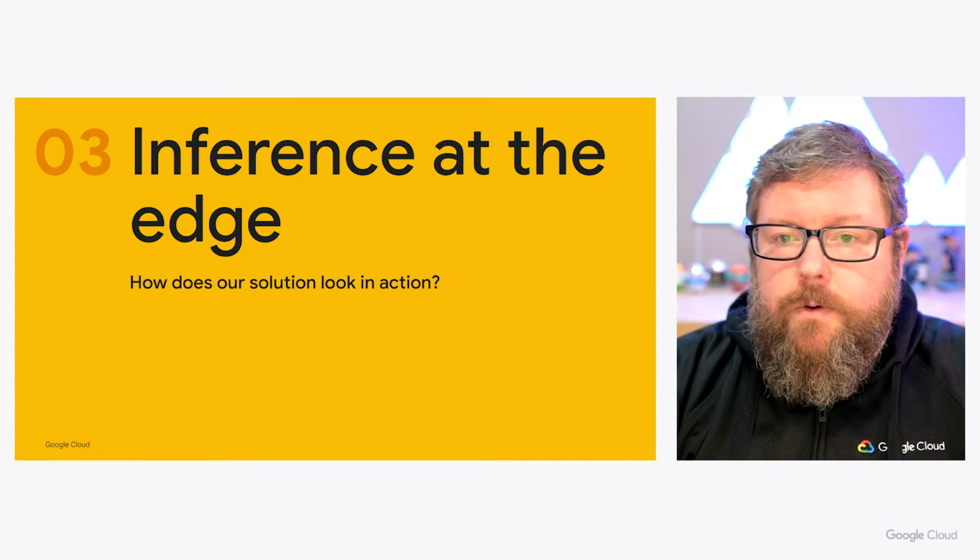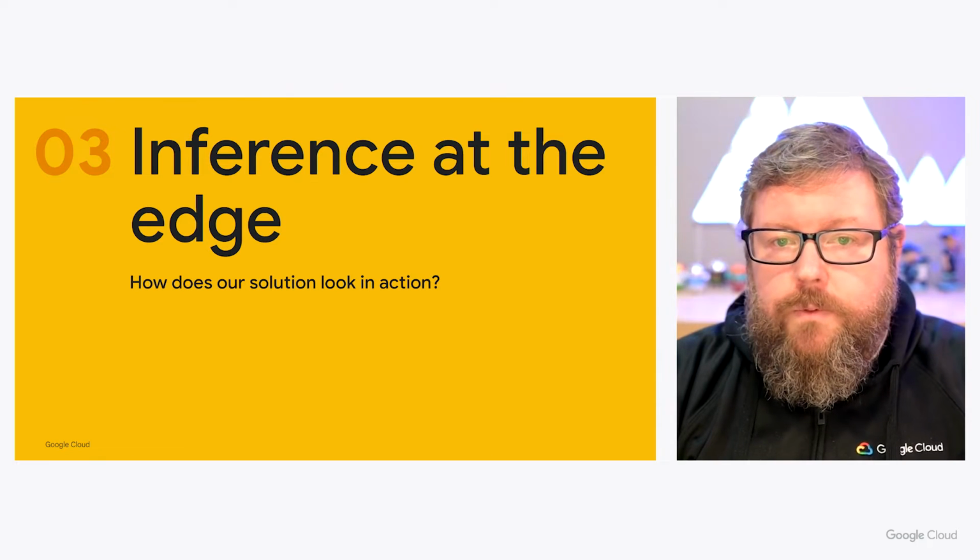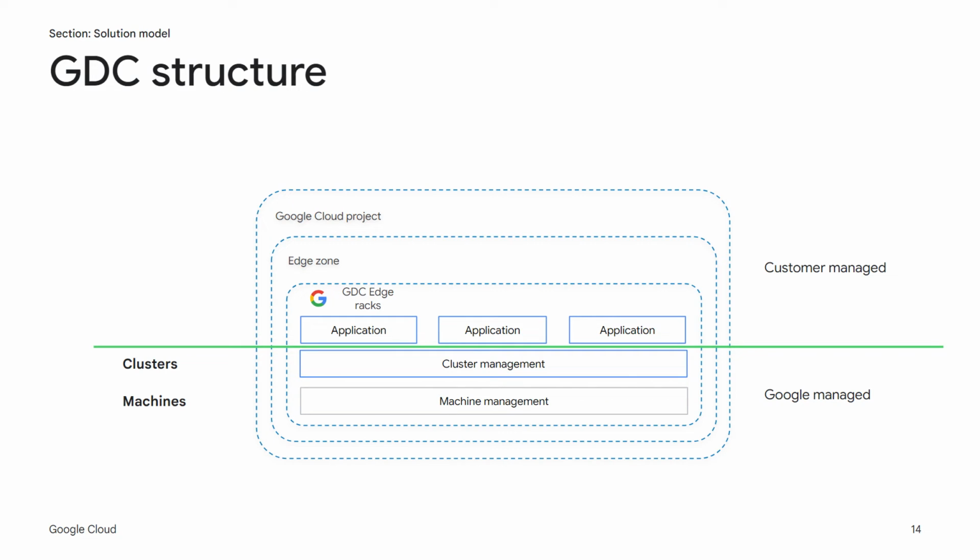So the first stage, before we get into the demos, we briefly want to describe some of the data model components for GDC Edge. When you get a GDC Edge, or when you've ordered it and it's come to you, you get what's called an edge zone. An edge zone is our way of grouping a series of machines and associating that with a Google Cloud project.